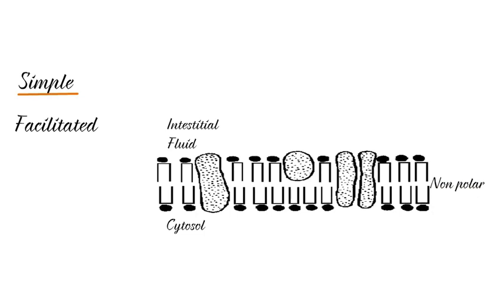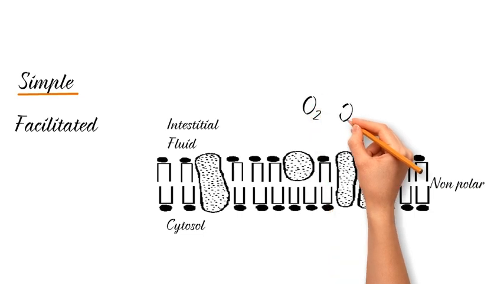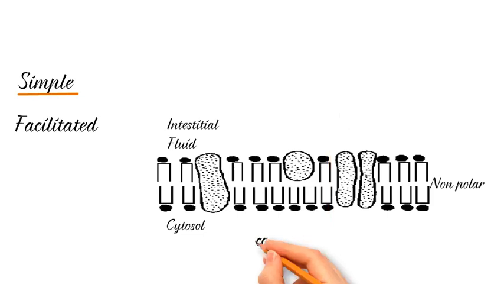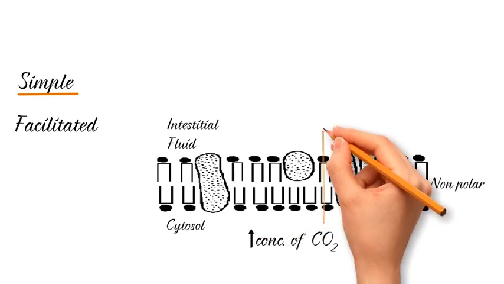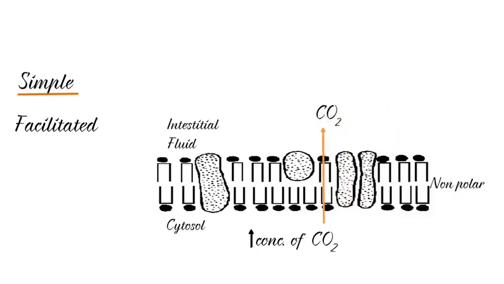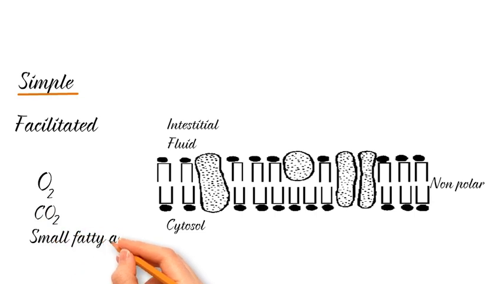To understand simple diffusion in an easy way, let's consider if the concentration of oxygen molecules outside the cell is higher than the concentration inside of the cell, the oxygen molecules can move into the cell through the plasma membrane by simple diffusion, down the concentration gradient, without any help. Conversely, if the concentration of carbon dioxide molecules inside the cell is higher, they can also cross the membrane by simple diffusion, exiting the cell and entering the interstitial fluid. Thus, simple diffusion involves nonpolar molecules passing straight through the membrane, without any help. Examples of materials that diffuse in this way include oxygen, carbon dioxide, and small fatty acids.